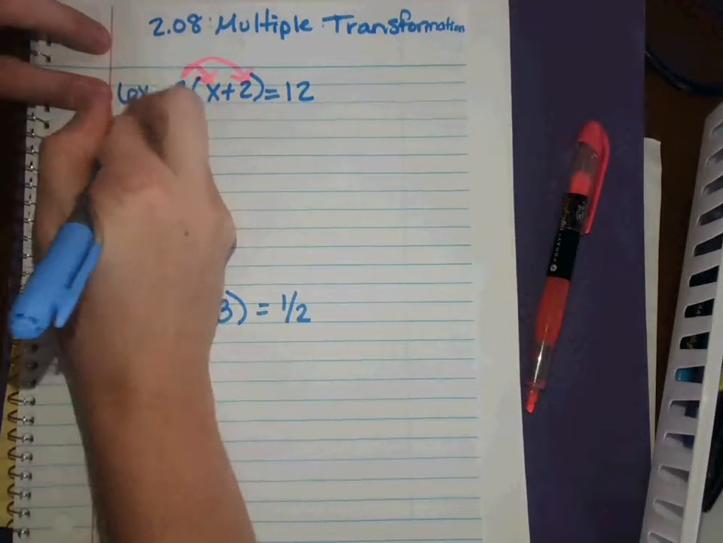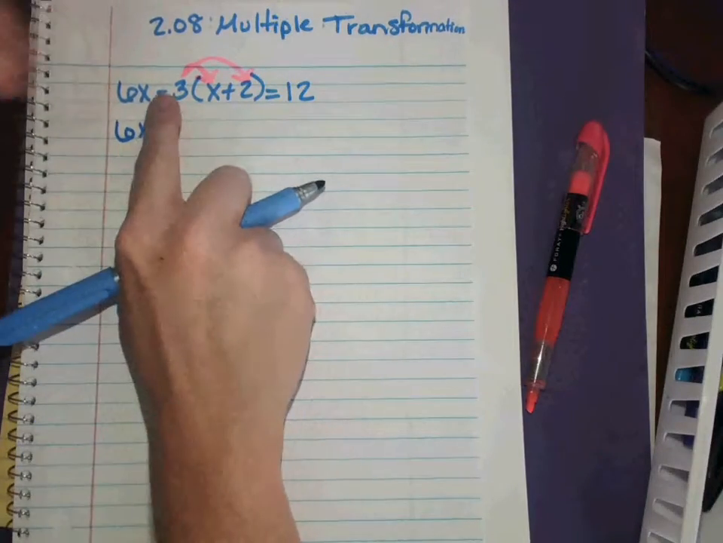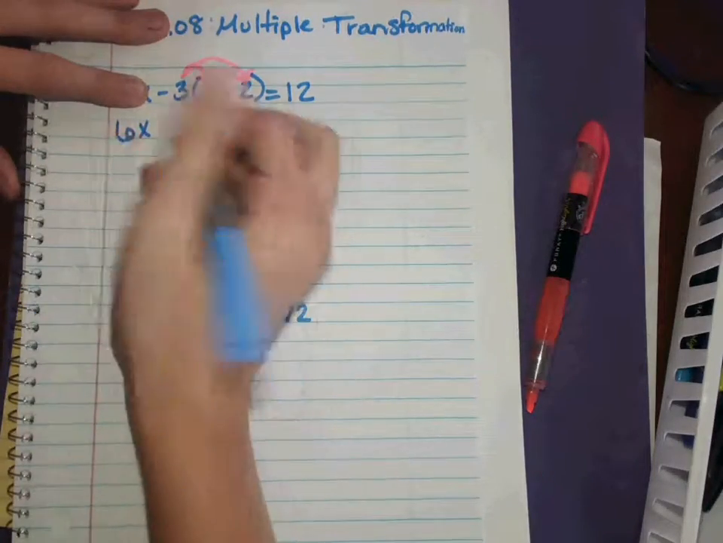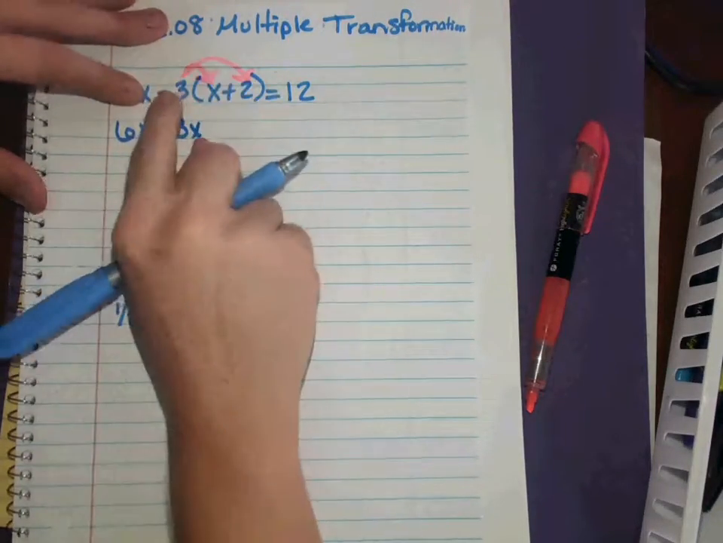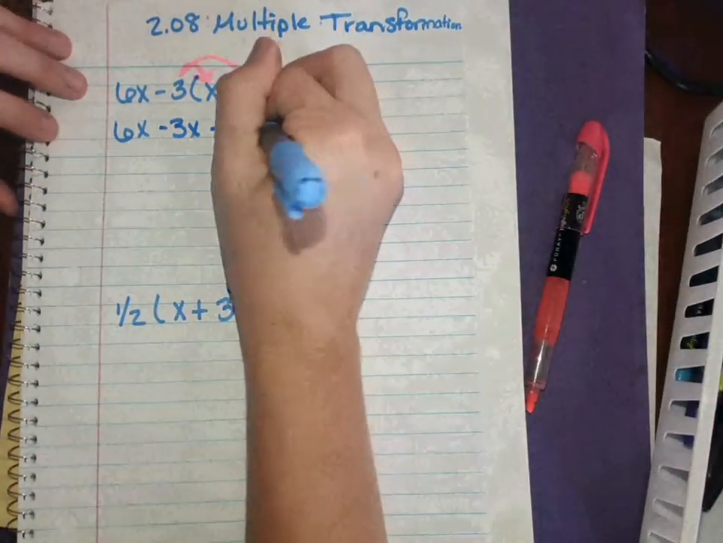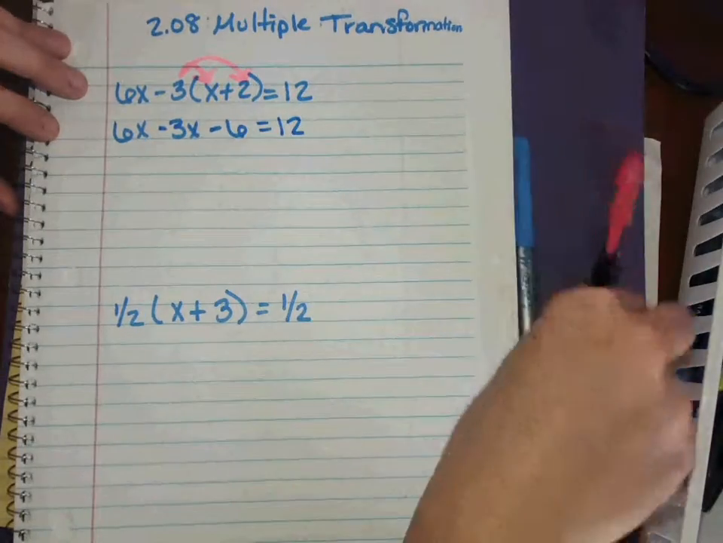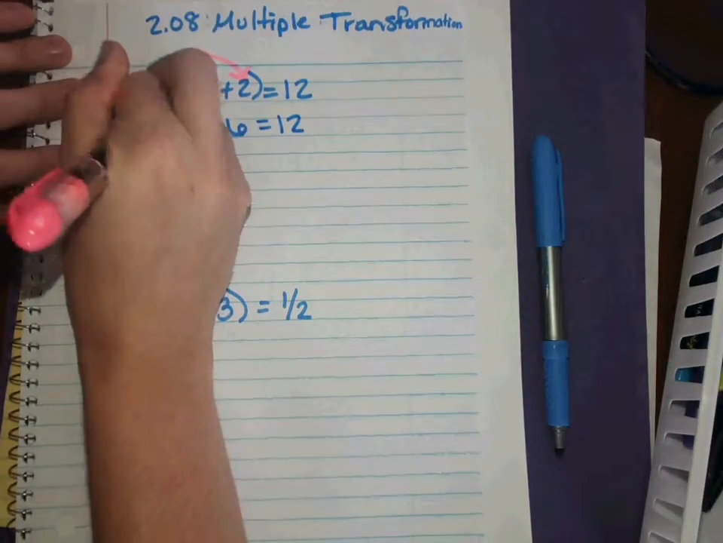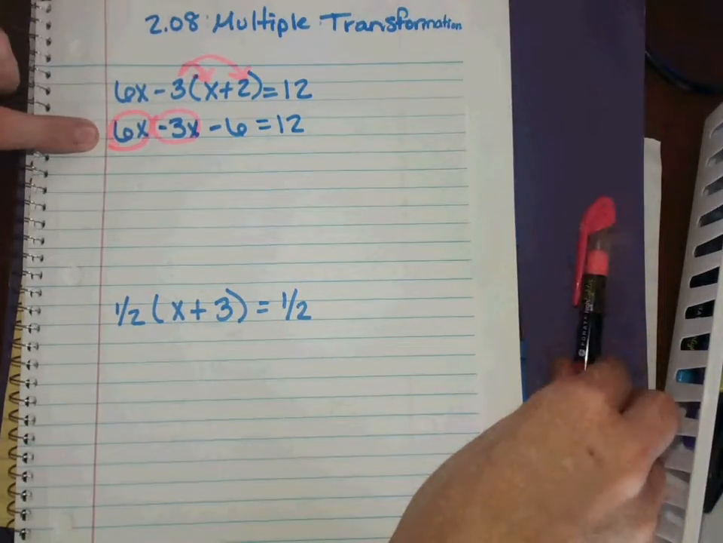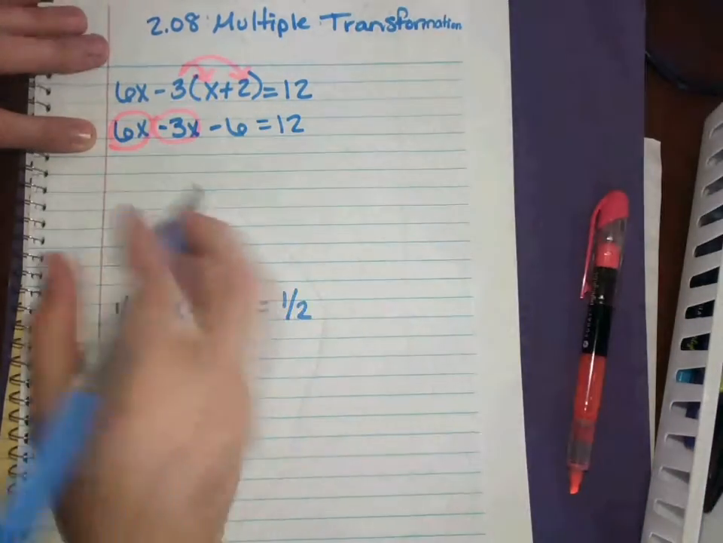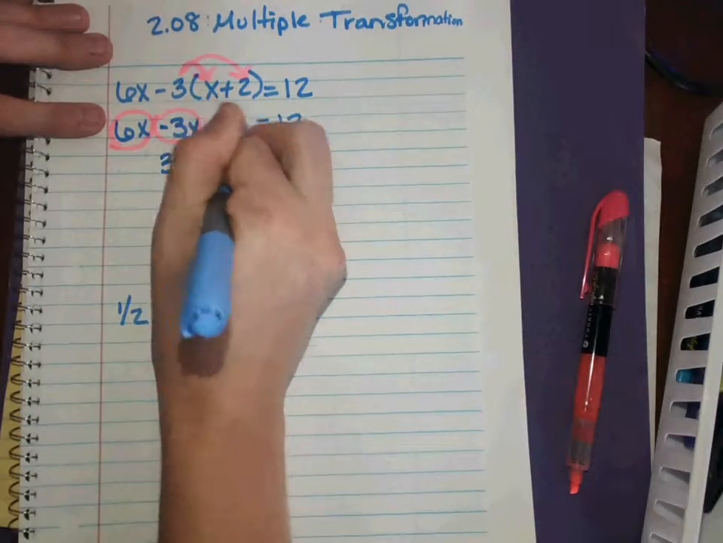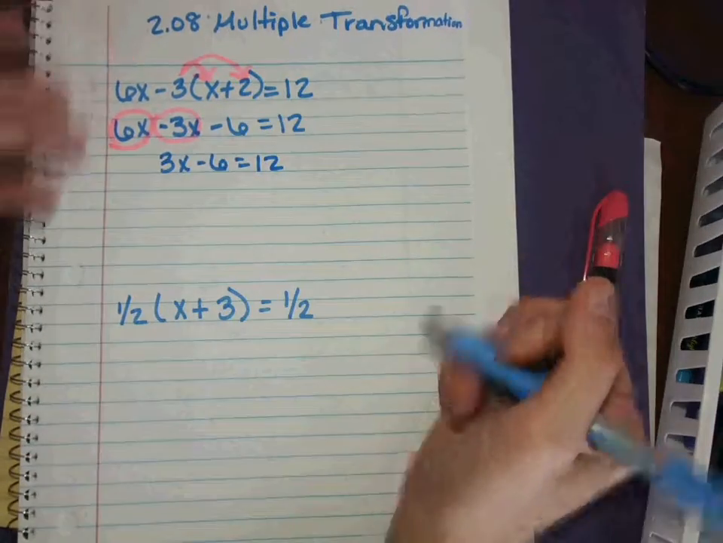So the first thing I'm going to do is just write down the 6x. Now I do have a minus attached to this 3, so I'm going to say negative 3 times x will give me negative 3x. And then I'm going to say negative 3 times 2, which will give me negative 6. And then just bring down the 12. I'm then going to look for combining like terms. I see a negative 6x, and a positive 6x, and a negative 3x. So when I combine these, 6 minus 3 gives me 3x minus 6 equals 12.